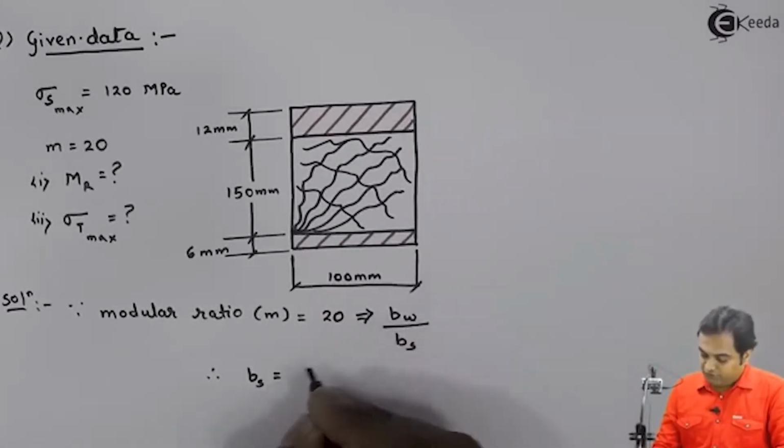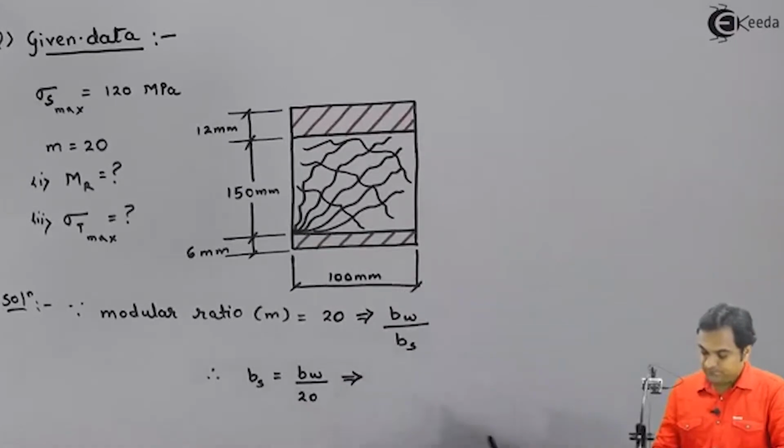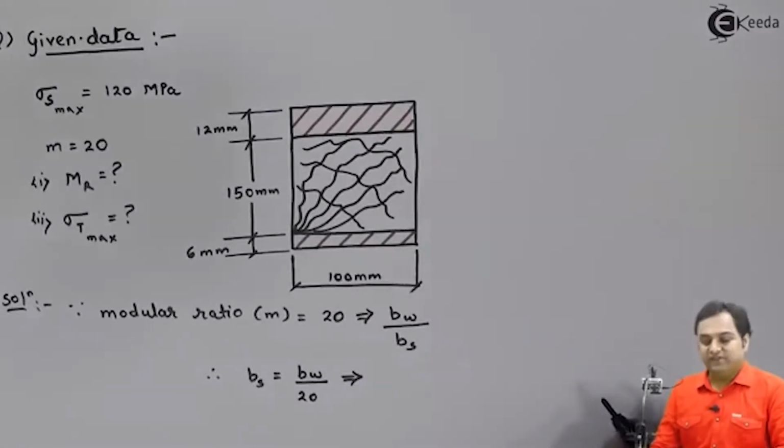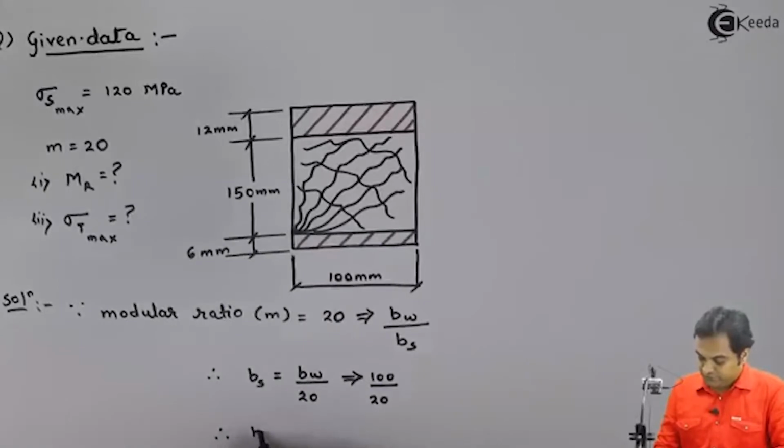the width of wood divided by 20. Here we have width of wood as 100 mm divided by 20. So therefore the width of steel section which would be replacing the wooden section, that is 5 mm.